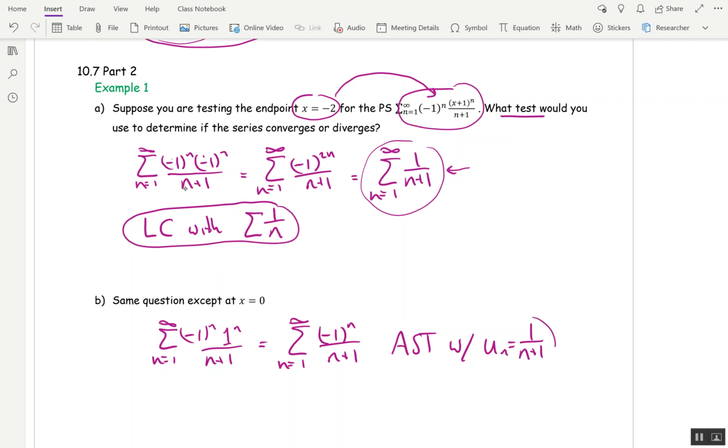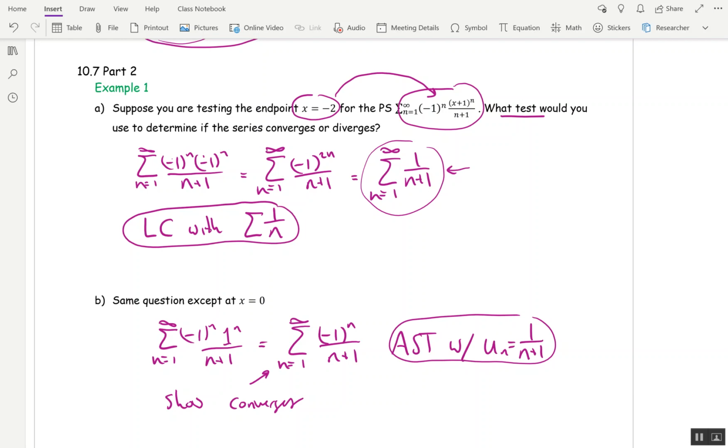All right, so that's the test I would use. I want you to go ahead and show that this converges. And again, the solution is at the end of the lecture notes. So we have diverges at -2, converges at 0.